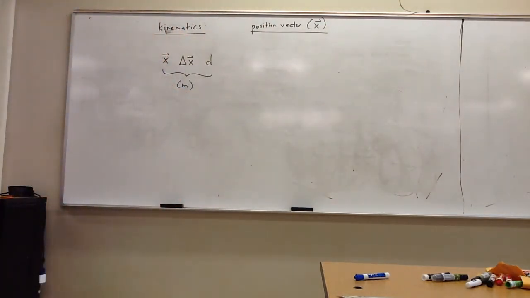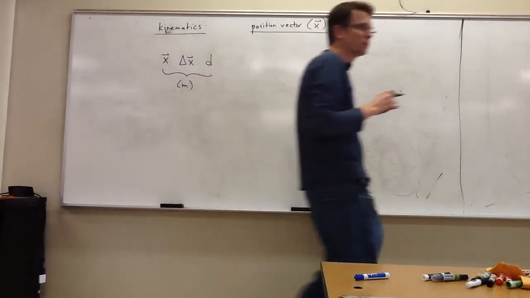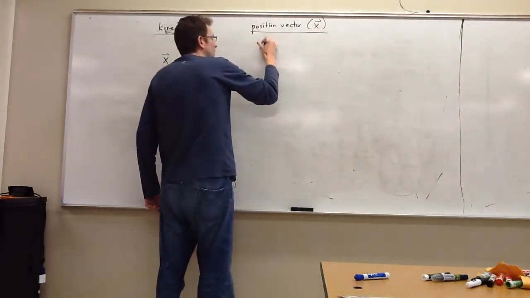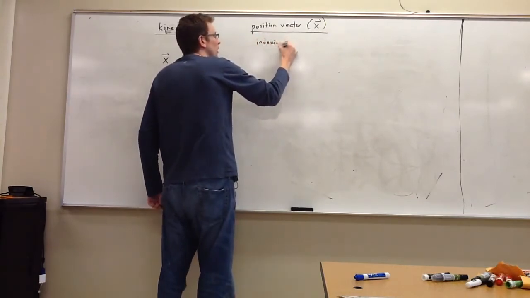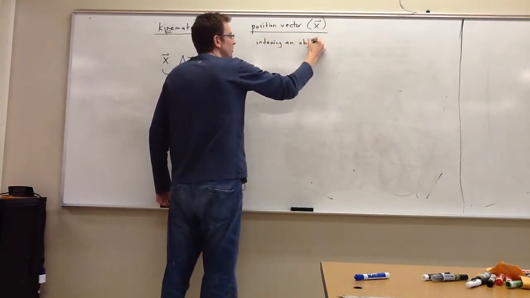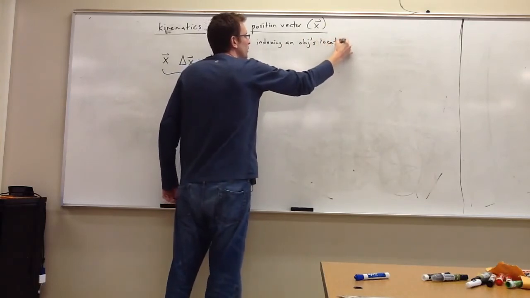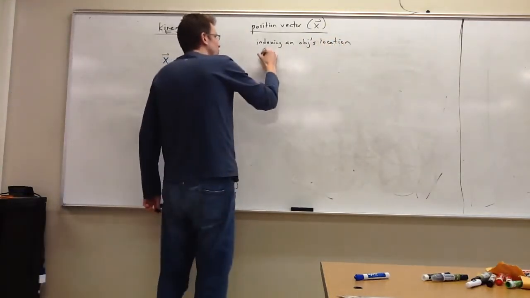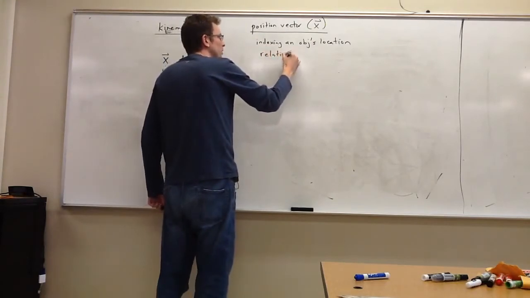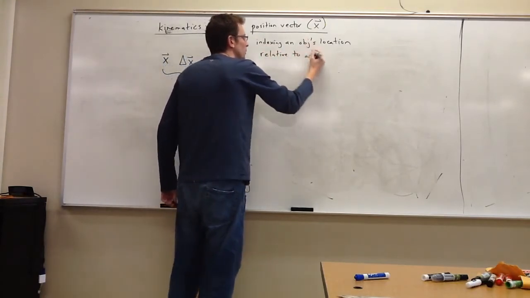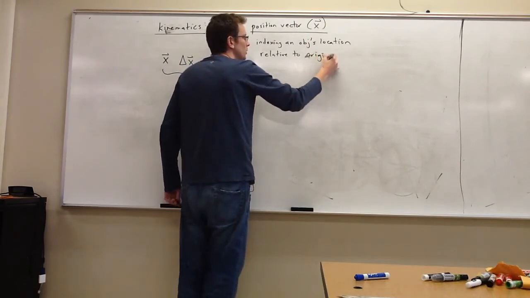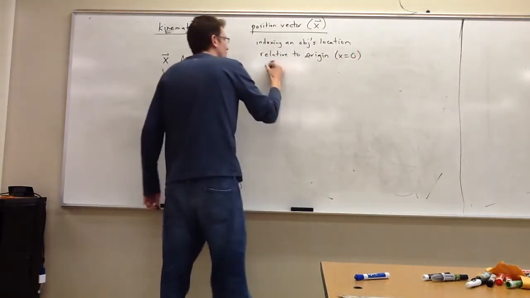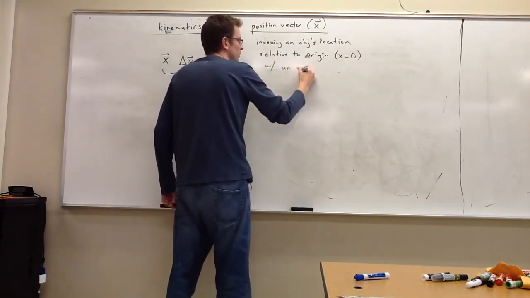This is a way of indexing where you are with an arrow. So it's a way of indexing an object's location relative to an origin, which is x equals 0, with an arrow.